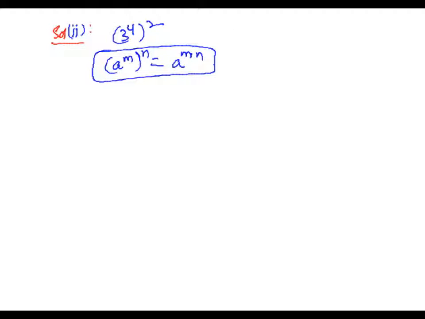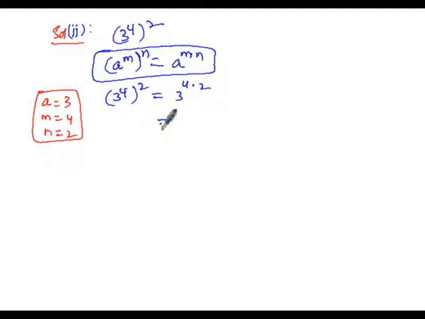Based upon this identity, the problem is 3 power 4 but whole power 2. By comparing, we get the base a is 3, m is equal to 4 and n is equal to 2. Based upon these values, we can write the resultant as a to the power of m into n, so 3 to the power of 4 into 2, that is 3 to the power of 8. Therefore, 3 to the power of 4 whole to the power of 2 can be written as 3 to the power of 8.